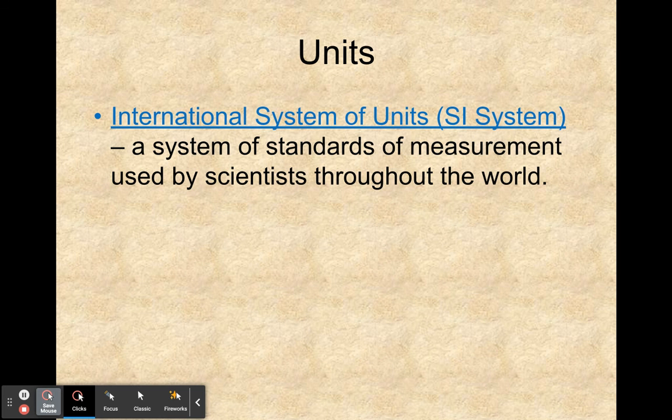Okay, the International System of Units, or the SI system, is a system of standards of measurement used by scientists throughout the world. Why would it be important for there to be an international system of units throughout the entire world? Fletcher? So we can talk to other countries and stuff. About your research, right? So if they're looking at your research and using it to benefit their research, they don't have to go through and convert all the math and all the measurements to make it work for them. It's the same for everyone.